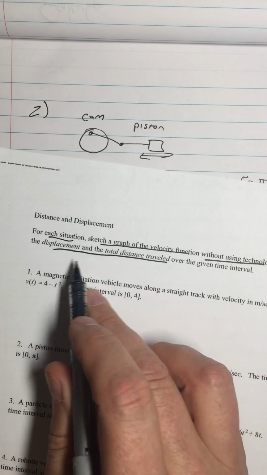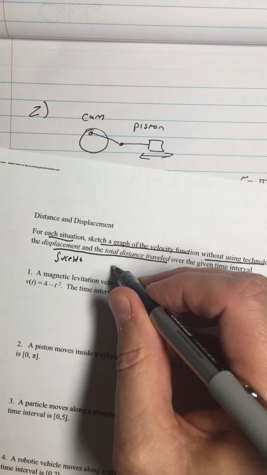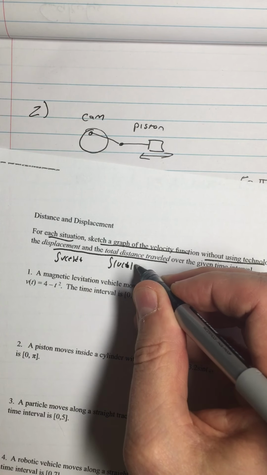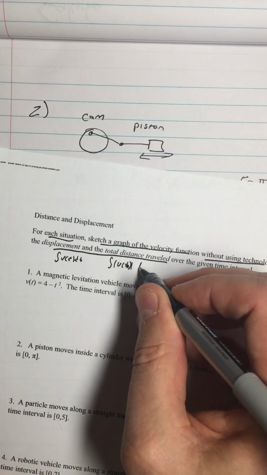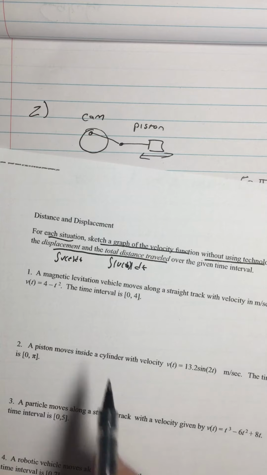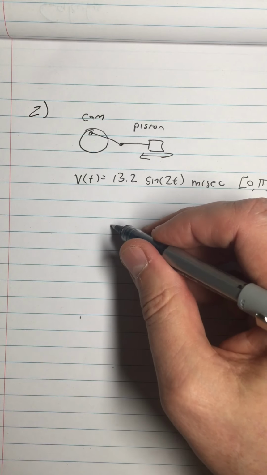That's two different things. This one's the integral of velocity. This one's the integral of speed. Okay. I'm not sure that was worth doing, but there it is. All right. So we're going to start with displacement. We're just going to start with a sketch of the velocity curve. So this is 13.2 sine of 2t.